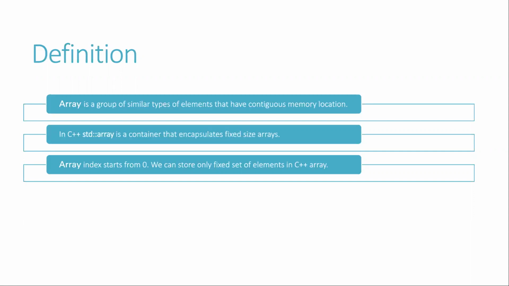Array index, as usual, you have the idea, index always begins from 0. We can store only a fixed set of elements in a C++ array. The indexing starts from 0 in most programming languages except MATLAB. Matrix laboratory is another programming language, where the array begins from 1, right?